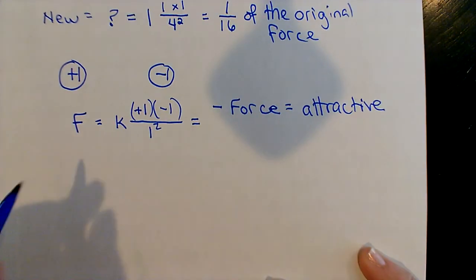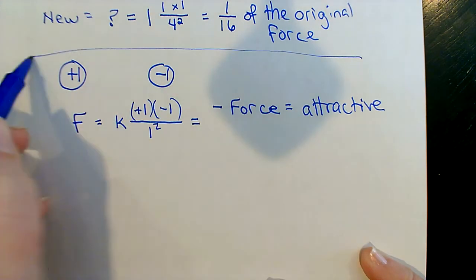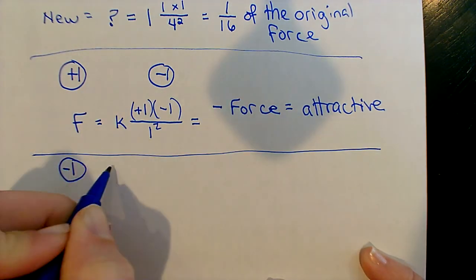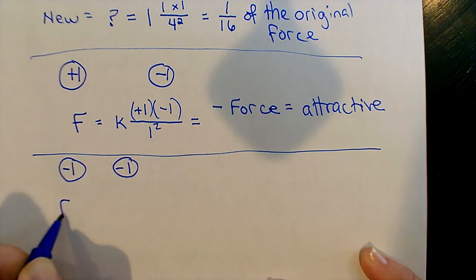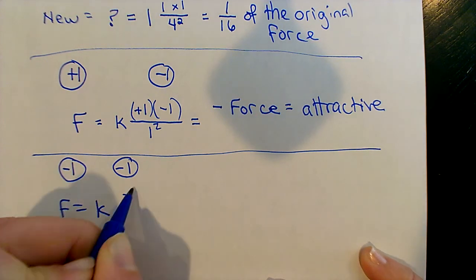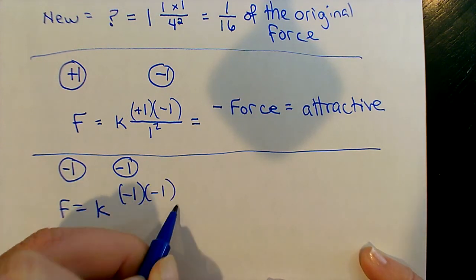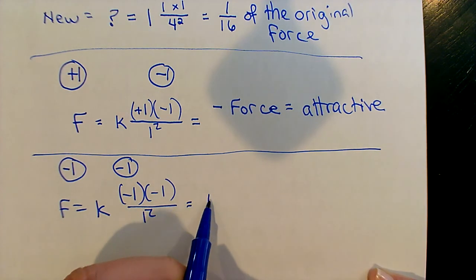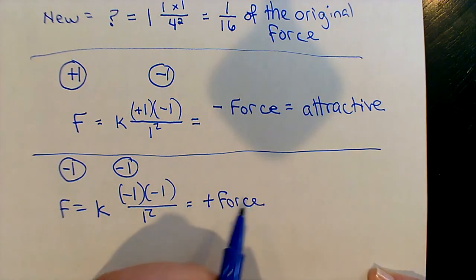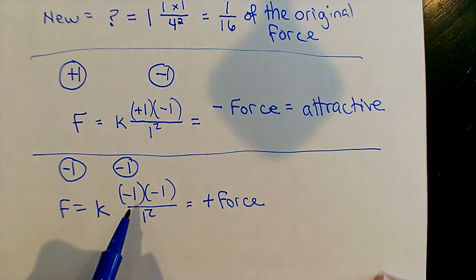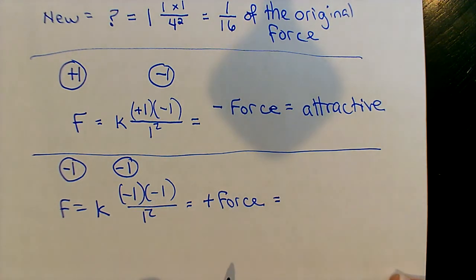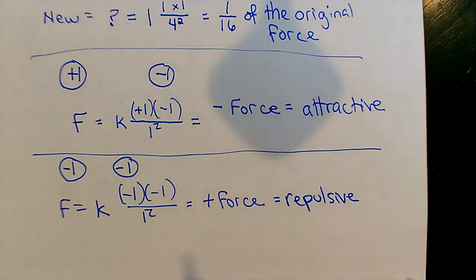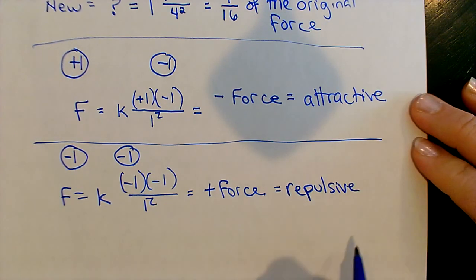But if we flip it, I'm going to separate this out here. If we flip it and we have two negatively charged things, same idea. Now I would have negative 1 times negative 1. A negative times a negative would give us a positive force. So we know like charges repel. So a positive force in Coulomb's law must mean repulsive. They're pushing away from each other with that force.